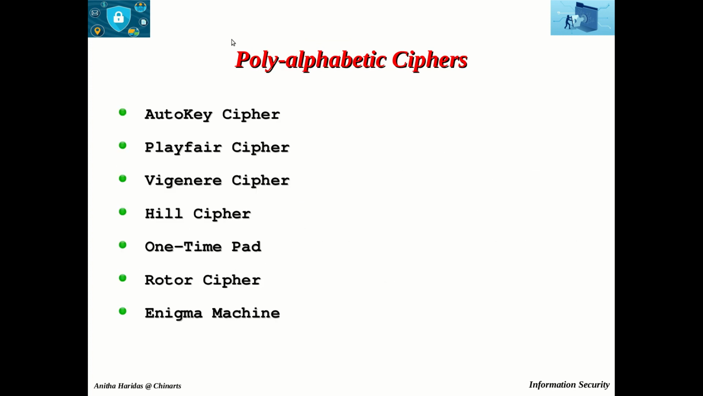In our previous video, we have covered auto key cipher, playfair cipher, vigenere cipher, and hill cipher. And some of you have texted me that hill cipher needs to be repeated again. So in this video, I will be covering hill cipher, one-time pad, rotor cipher, and Enigma Machine.